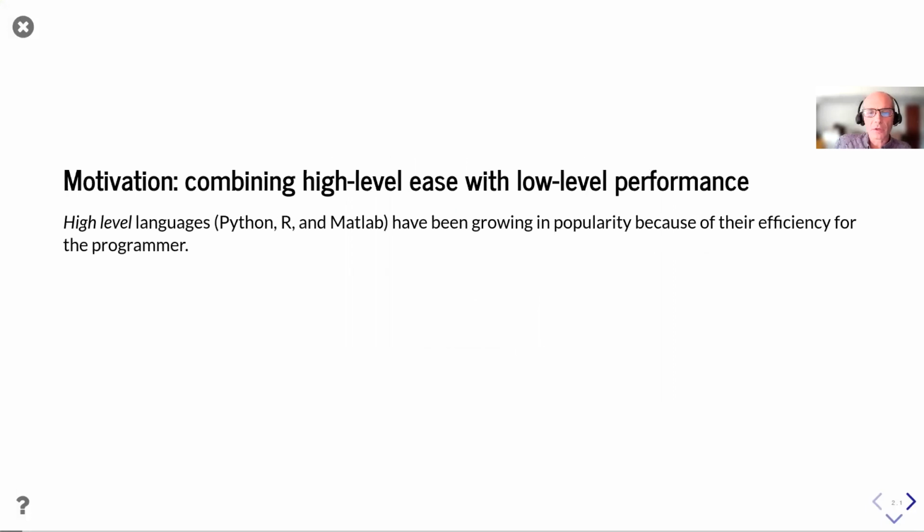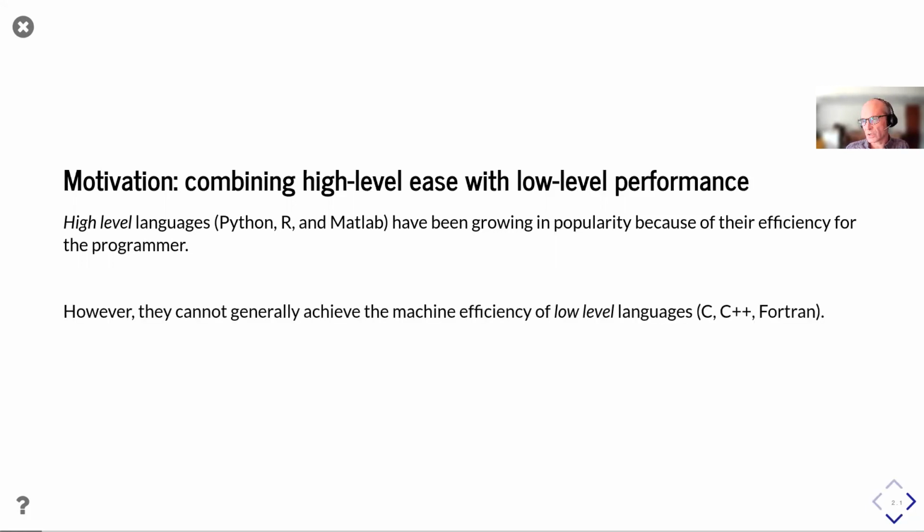So Julia was created with a couple of motivations, and the most important one was really to combine the ease of programming in high-level languages, similar to Python, R, and MATLAB, with the performance of a low-level programming language like C or C++ or Fortran. And historically, there has been a very large gap between these different layers and styles of programming, but it doesn't actually have to be that way.